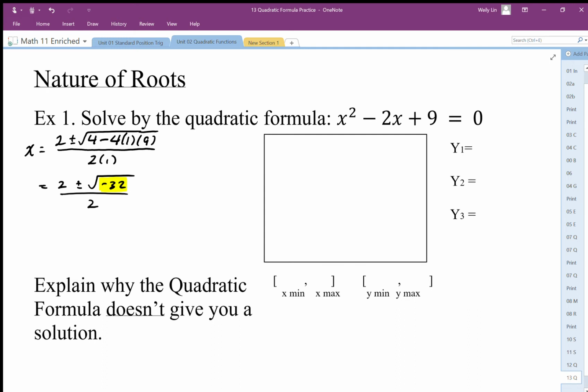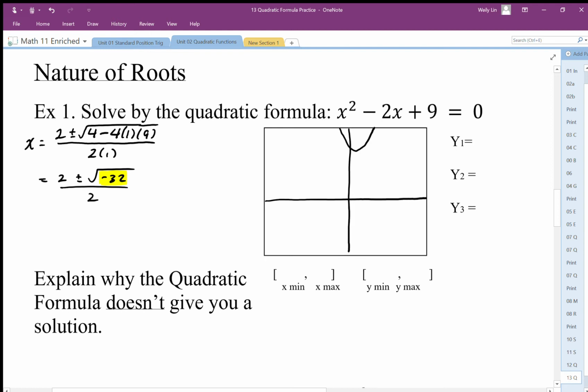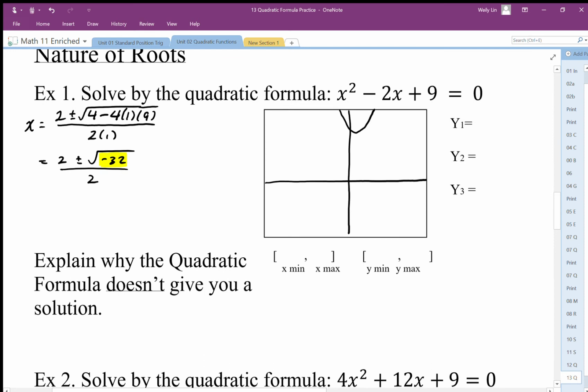So when I plug this into my graphing tool and sketch the graph, it has a y-intercept of plus 9, and I get a parabola that looks kind of like that. Well, why don't I get a solution? The solution for the quadratic equation occurs along the x-axis. So it's basically, where does the graph cross that red line? Where is it equal to 0?